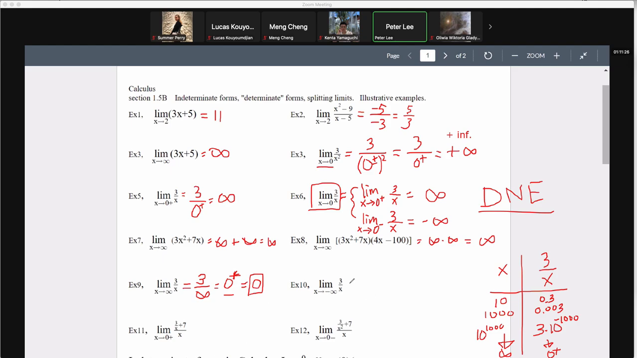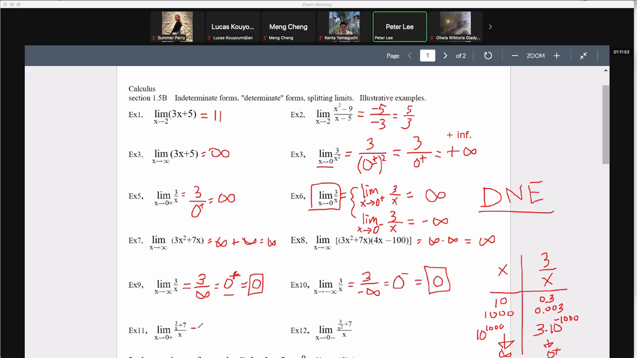Now, let's look at example 10. 3 over minus infinity, what do you think this will be? 0 minus. But this will also be 0 eventually. Final answer is still 0. If you write 0 minus, I will kind of accept that, okay? But 0 is the official answer to get this.